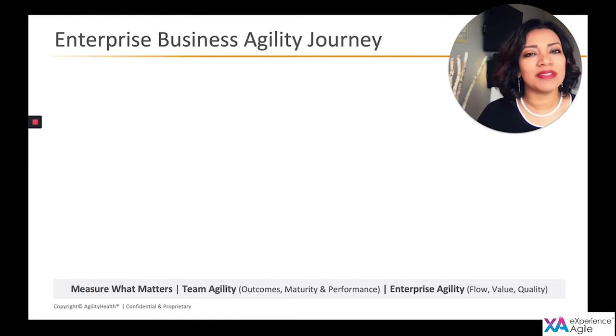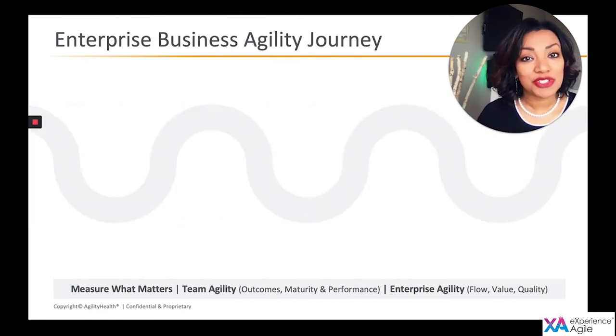We want to be competitive. We want to thrive. We want to learn and pivot. We want to have that flexibility internally. So the journey, what does the journey look like?